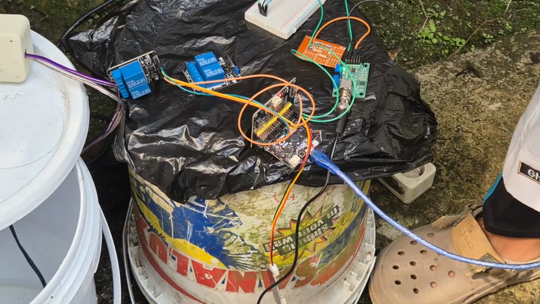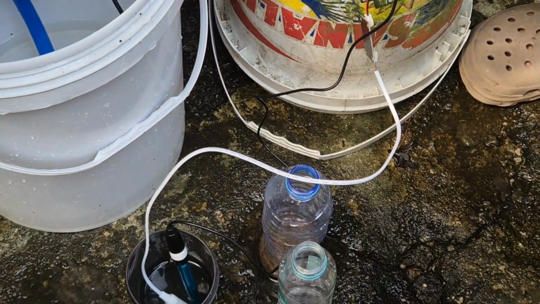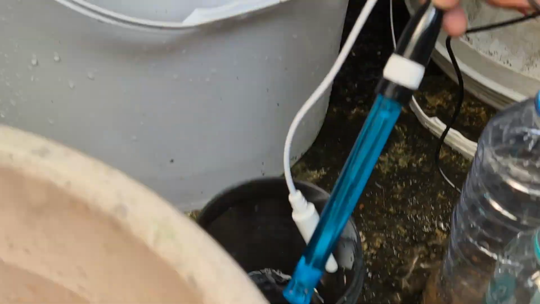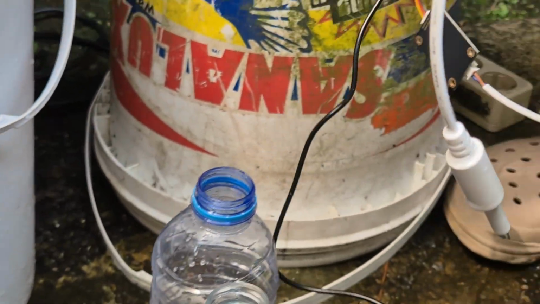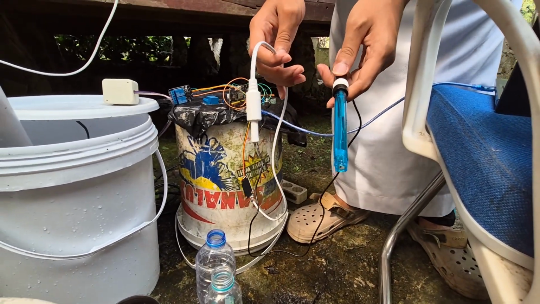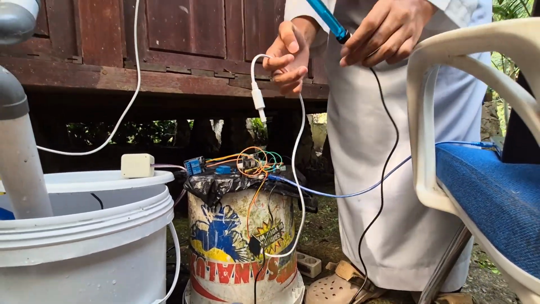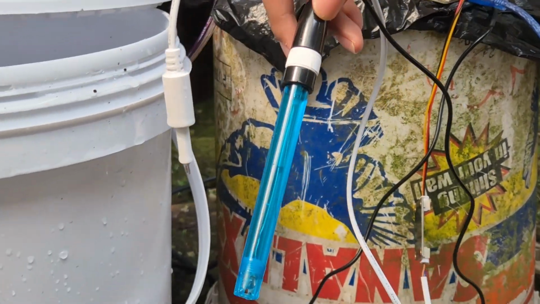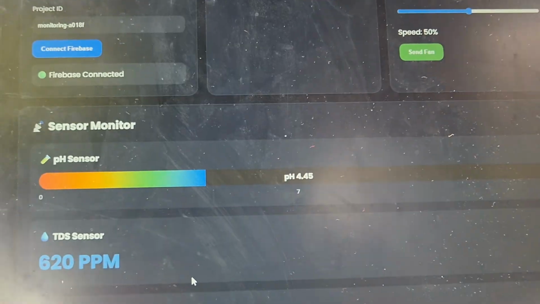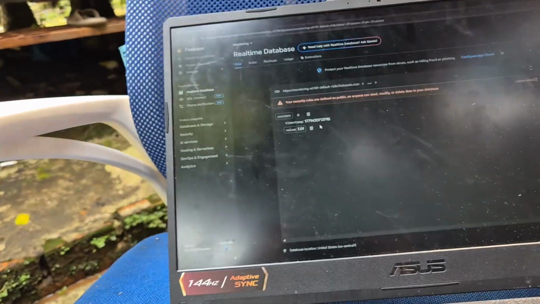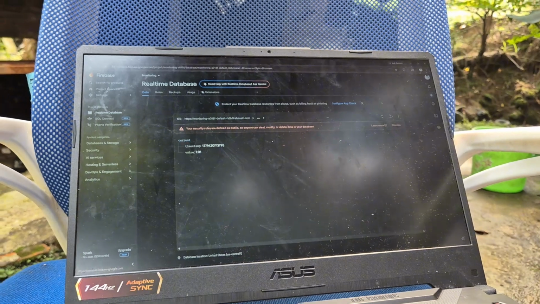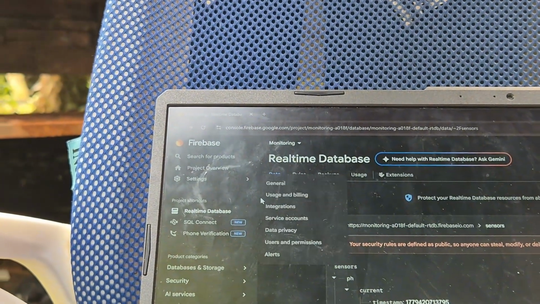Here are the items for the project. We can see three different bottles with different water. We check these two sensors: this one is pH, and this one is TDS. We can see the difference. If I put it in here, the pH sensor becomes 7 and the TDS sensor becomes 600.